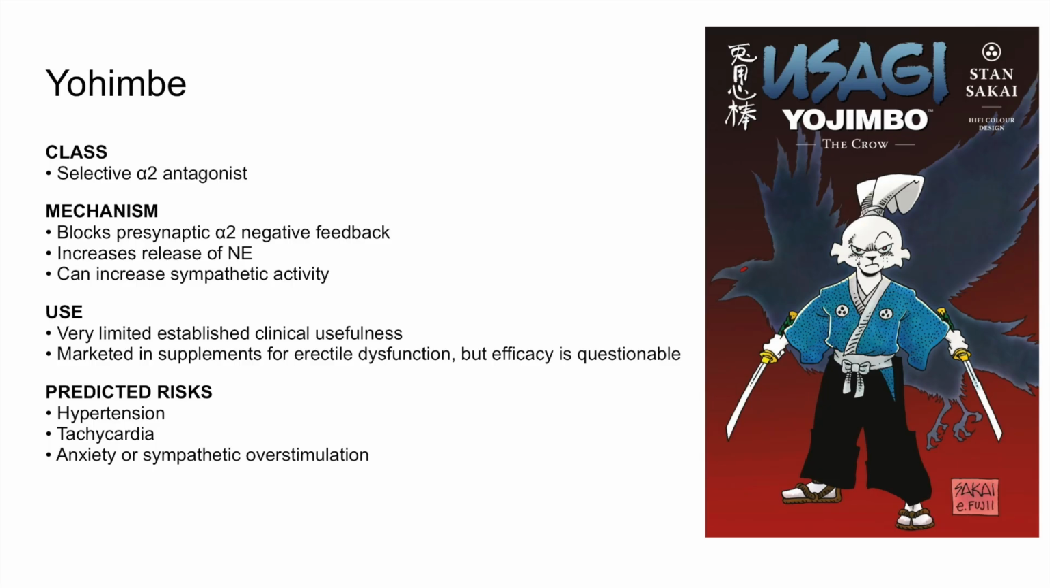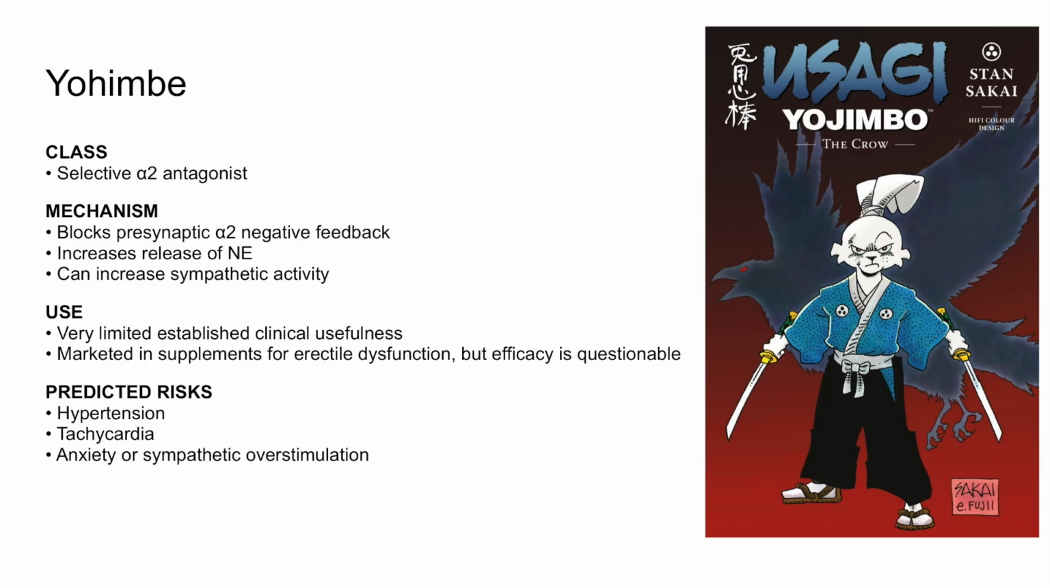Yohimbe is a plant extract, while yohimbine is one of the active compounds found in its bark. So yohimbine blocks presynaptic alpha-2 receptors. Normally, these receptors function as a braking system. When norepinephrine accumulates in the synapse, alpha-2 activation limits additional release. So blocking that feedback removes the brake and allows sympathetic neurons to release more norepinephrine. So heart rate, vascular tone, and central arousal can consequently increase.